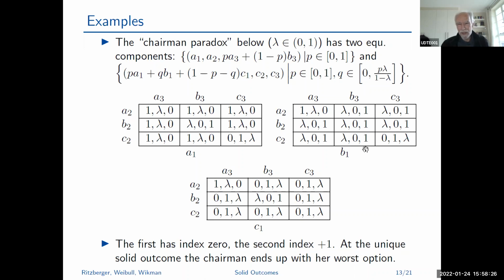Now, this game has a unique solid outcome, and the unique solid outcome is the one where the chairman gets his or her worst option, the option C. Okay? So again, uniqueness. Oops, just 2 minutes left.